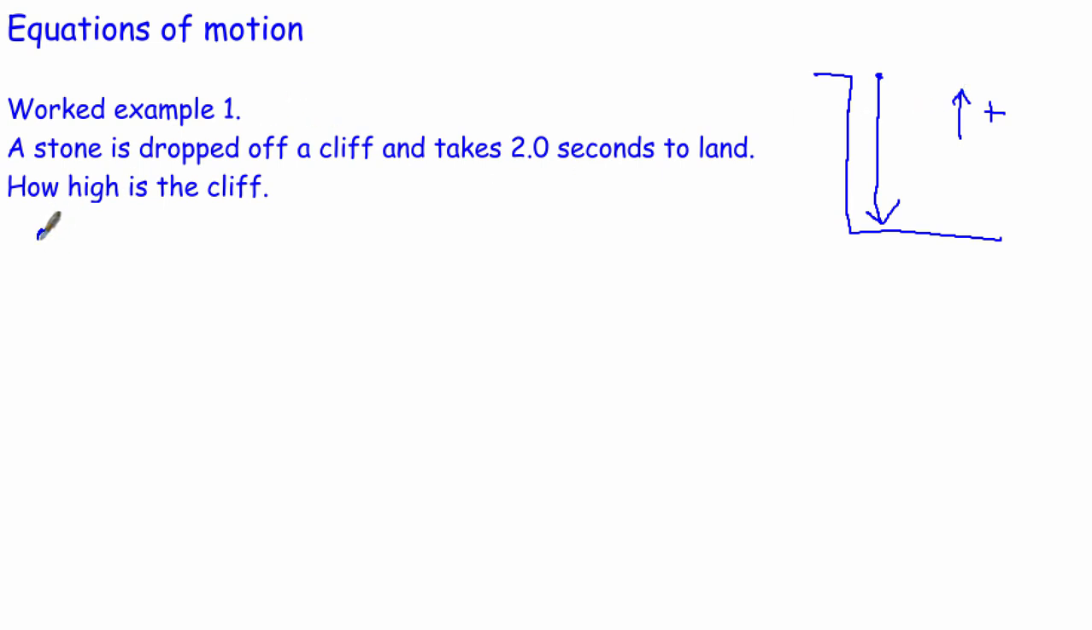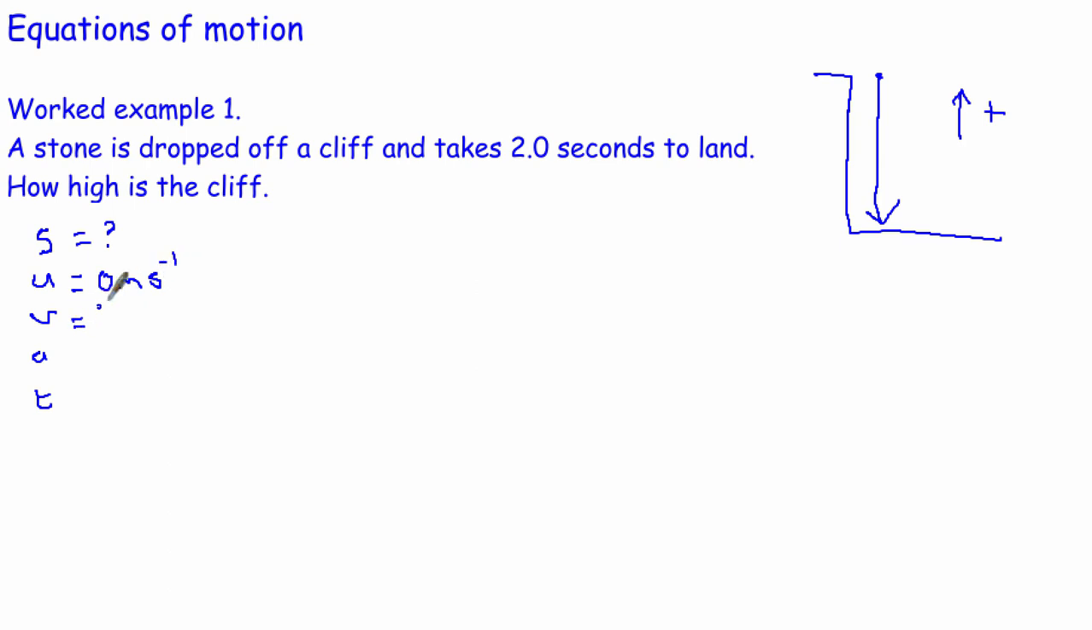Then my second part is I'm going to write down every single thing that I know. So what do I know? Do I know the displacement? No. But actually, that's the thing I'm trying to work out, so put a little question mark. Do I know the initial velocity? Well, actually, yes, I do, because it's just dropped off a cliff. So it started from rest. So to start off with, its initial velocity is 0 meters per second.